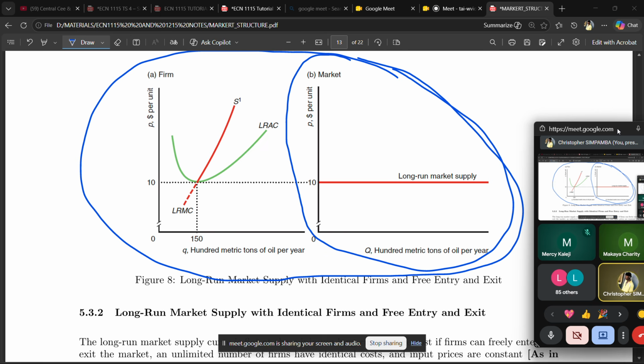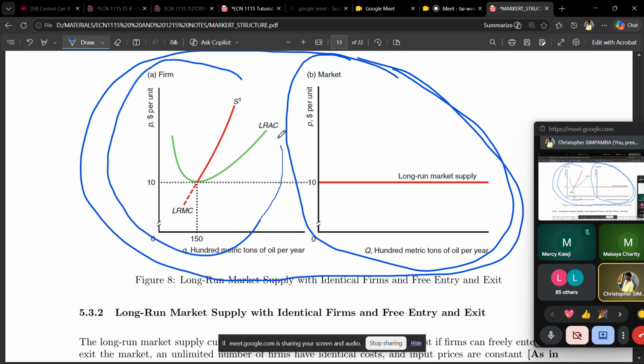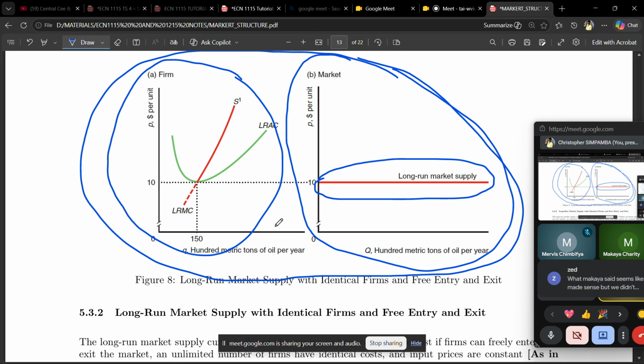Yes. But the concept that I was saying is what she didn't understand. Of course, for the firm, when we're talking about the firm, you're going to find the firm showing that. But when you take the same supply in the market, the supply curve will be horizontal like that. Miss Makaya, it should just be like that. Okay, so that is what I was trying to explain. I get what you're saying and everything, but yeah, that is that.